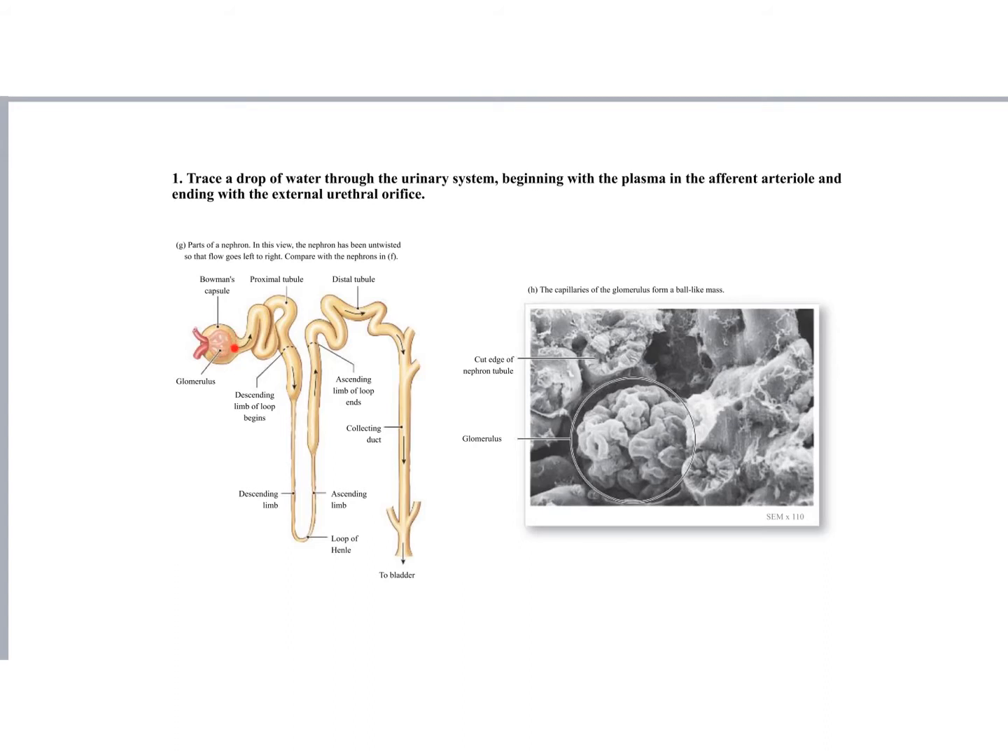After Bowman's capsule space, it goes into the renal tubule, and it starts with the proximal convoluted tubule. So the proximal convoluted tubule then leads to the descending limb of the nephron loop. Then we have the loop of Henle. Then we have the ascending limb of the nephron loop. Then we have the distal convoluted tubule. Distal because it's further away, convoluted because it's not a straight line, which leads to the collecting duct. And then the collecting duct ends at the renal papilla, and this will be continued on the next slide.